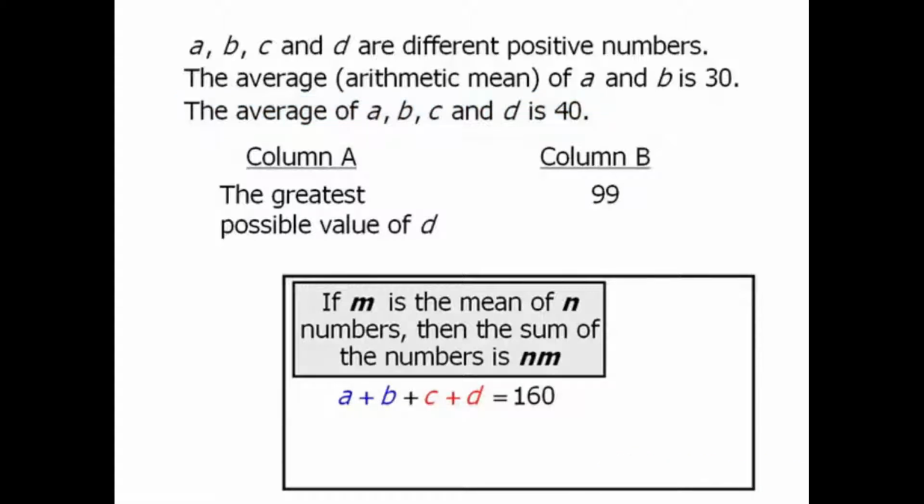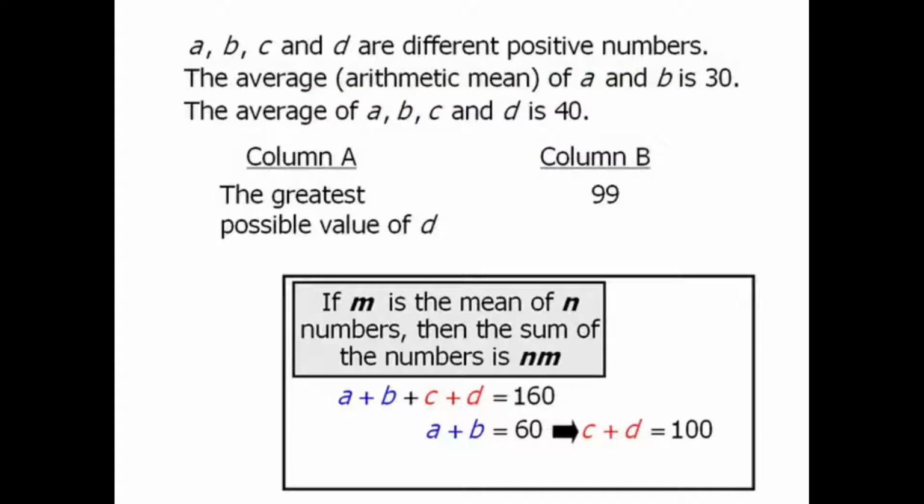Similarly, the question tells us that the average of 2 numbers is 30. So, using our same rule, we know that the sum of those 2 numbers must be 2 times 30, or 60. Now, from these 2 equations, we can conclude that C plus D must equal 100.